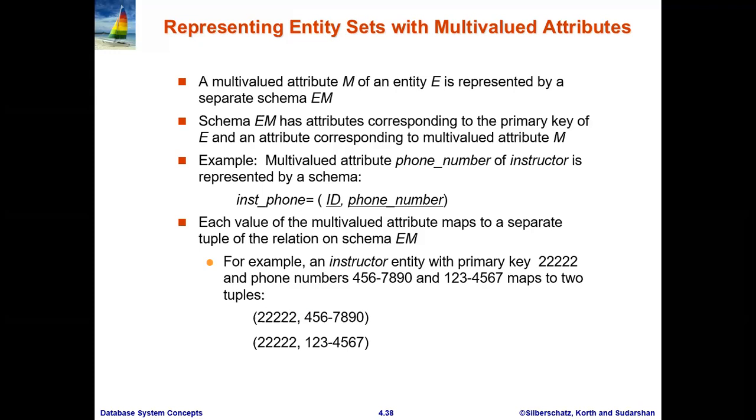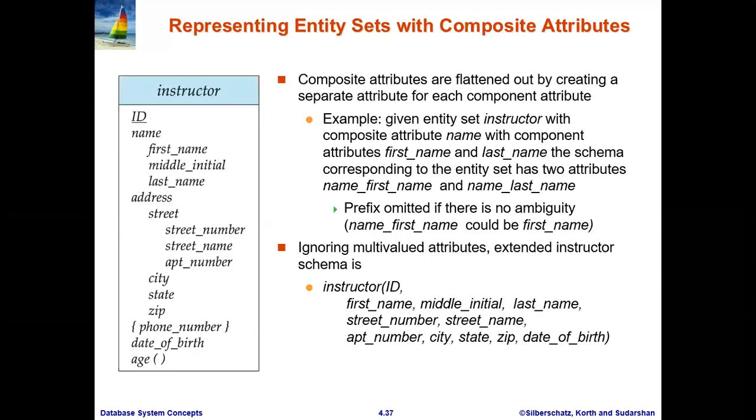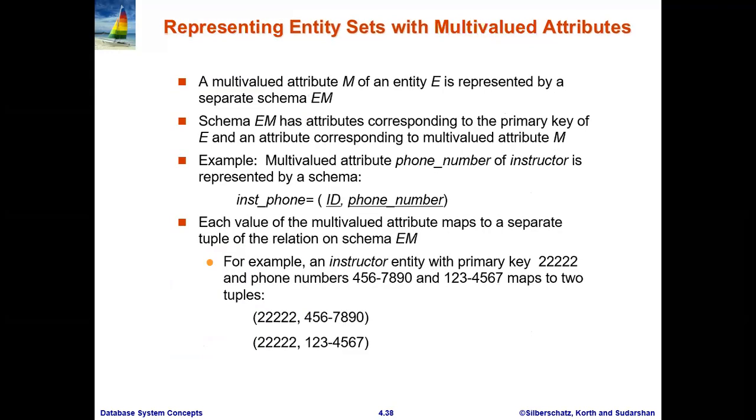For example, multi-valued attribute phone_number of instructor, which is represented in curly braces as a notation indicating multi-valued attribute of instructor, is represented by a schema, that is instructor_phone equal to primary key of entity, that is ID, comma phone_number.